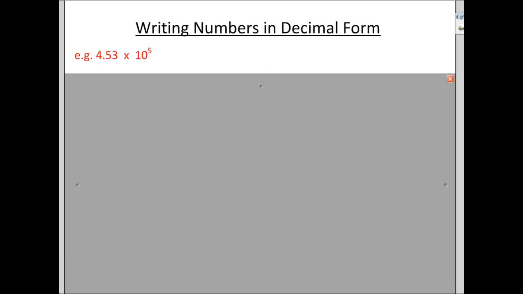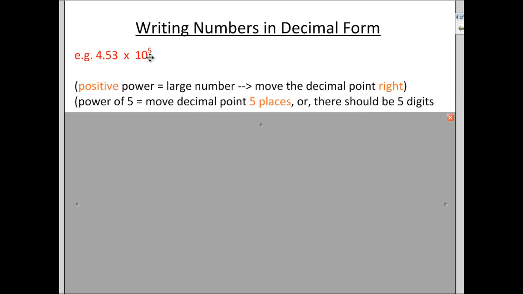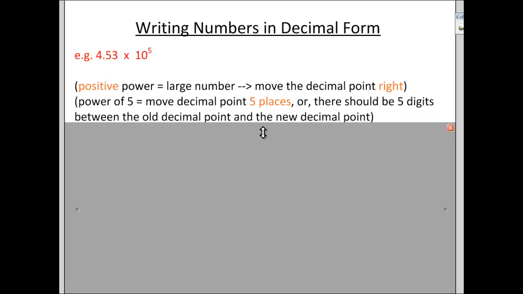The other thing that you need to be able to do is write a number that's being written in scientific notation back into decimal form. So here's an example, 4.53 times 10 to the power of 5. Looking at this, it provides a bit of a set of instructions, I guess, on how to do it. So the power is positive, which tells us this is going to be a large number. Another way of thinking about that is we move the decimal point to the right. When the power is positive, we move the decimal right. The power of 5 tells us that we need to move the decimal point 5 places, or there should be 5 digits between the old decimal point and the new decimal point.